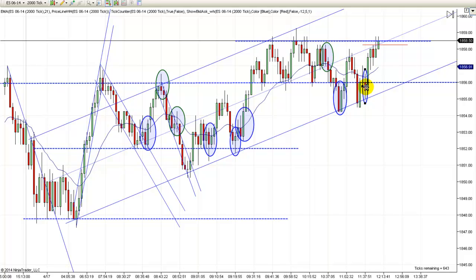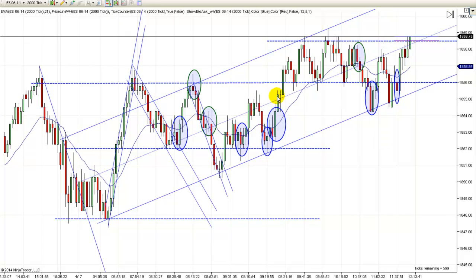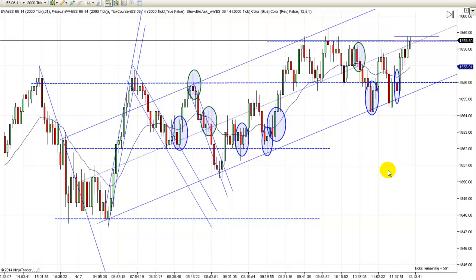And that's all I've seen today. There hadn't been any more setups since then. And there were actually a couple others that were a little more aggressive you might have considered in here. You might have even considered going long right here. Actually, I'll make that one green.